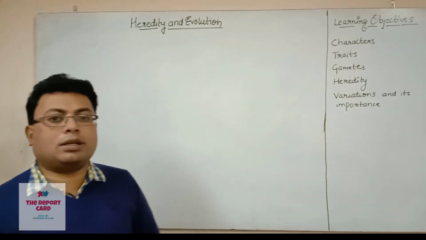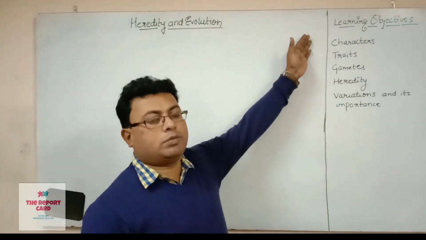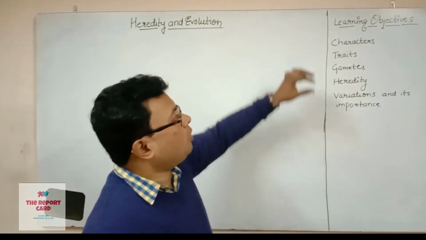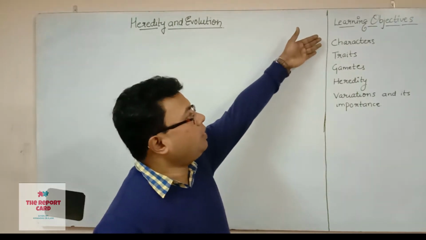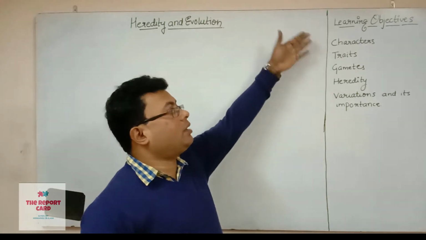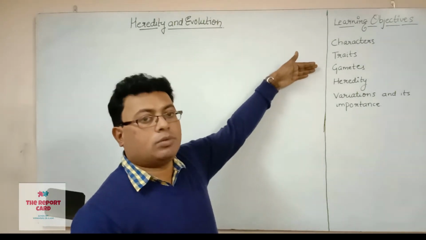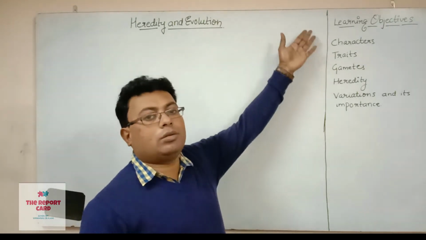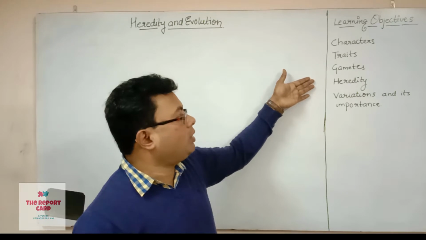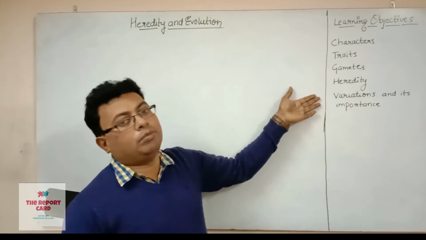Okay, so let's start the topic. Today we have kept these learning objectives because I'll be moving step by step so that everything is very clear to you. What we are going to learn today is what are characters, what are traits, because many a times we get confused between both the terms. Then we will be talking about the gametes, what is the importance of gametes in transmission of traits and characters. Then we will be talking about the term heredity as to what is heredity, and then we will move on to variations and its importance.